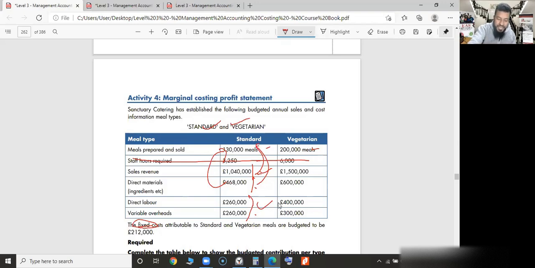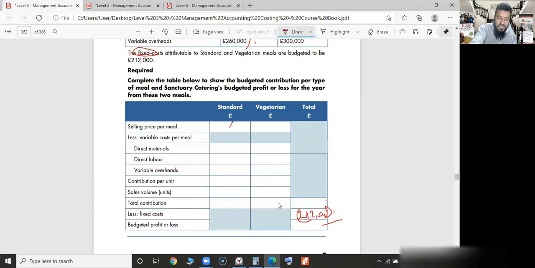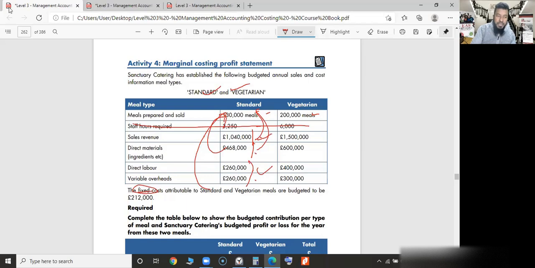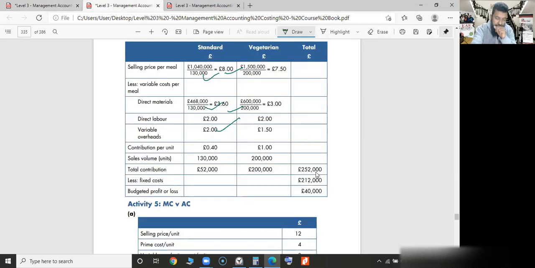You get the selling cost per unit. Once you get the selling cost, whatever is the figure, these are all your variable costs. Take away from the sales to get the contribution. Once you get the contribution per unit, maybe £2, get the volume of the units. There's a volume given at the top here, 130,000 meals. Let me show you here because they've done it. Sales given, then variable costs. From this, you take away all these three items from 8, you're left with 40 pence. And 130,000 units you're going to sell. 40 pence times 130,000, you get 52,000, which is the contribution. Likewise, 200,000. Total contribution 250,000. Take away 212, you get profit for the year.